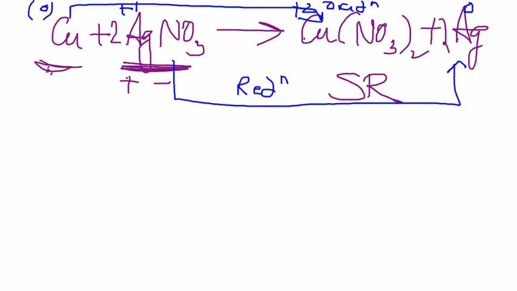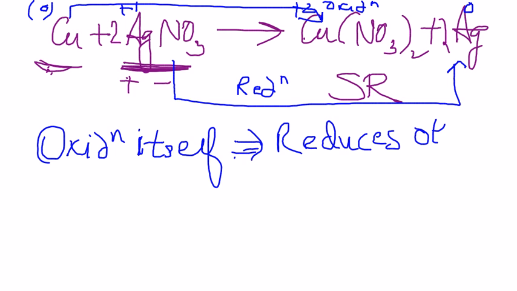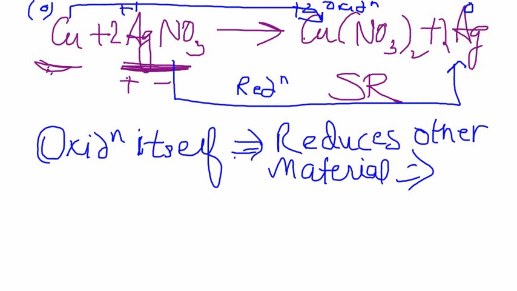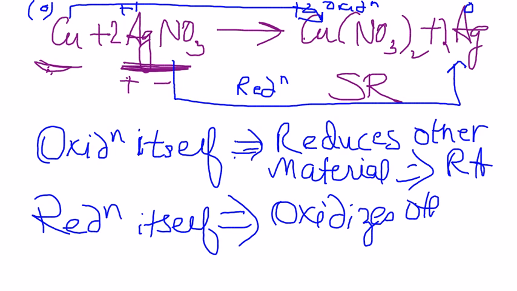Any species that itself undergoes oxidation reduces other material around it, and hence that will be classified as your reducing agent. Any species that undergoes reduction itself, that means it oxidizes other material, hence that must be your oxidizing agent.